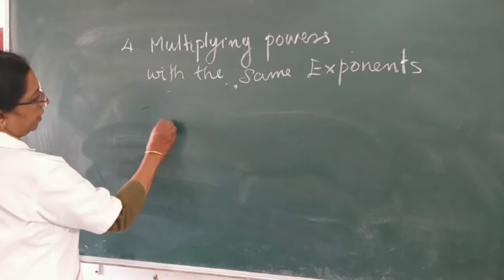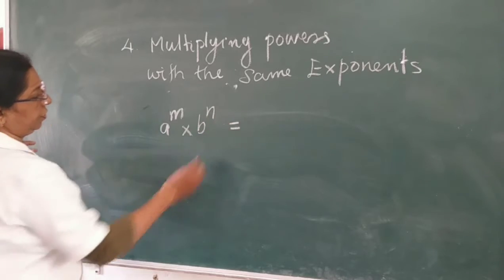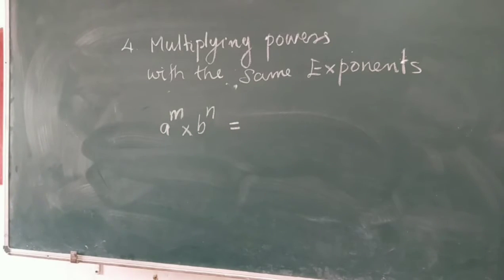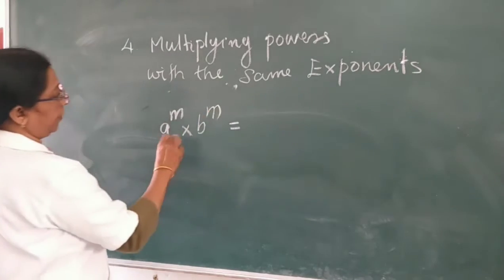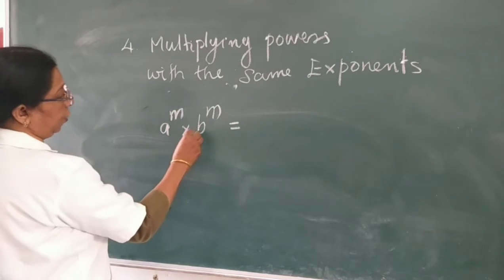Example, a raised to m into b raised to n is equal to... with the same exponent. a raised to m into b raised to m is equal to ab the whole raised to m. Here m is the exponent in both. a raised to m into b raised to m.